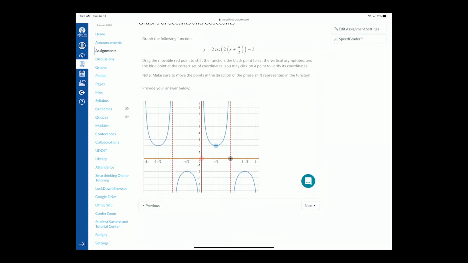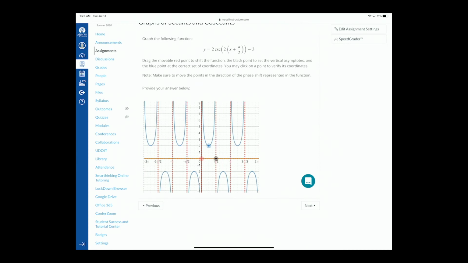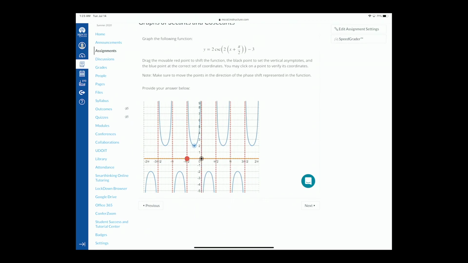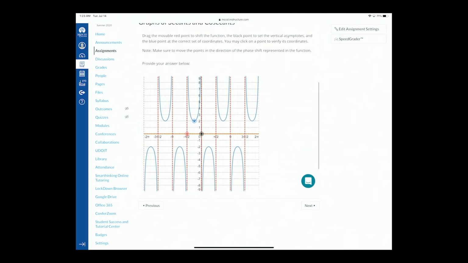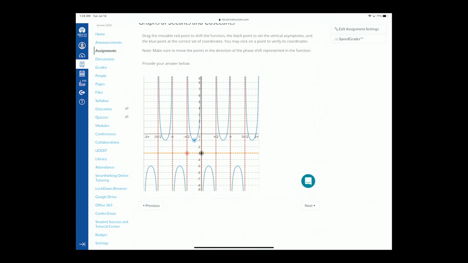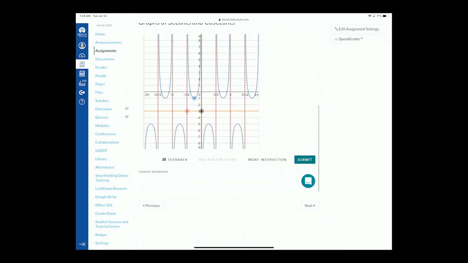All right. Twice as tall. Right? The next 2 means twice as skinny. So black dot comes in. Plus pi over 2. That's left by pi over 2. 1, 2. There it is. -3. That's down 3. Go down 3. Okay, I guess it's only the red dot that I can move for that. Submit.